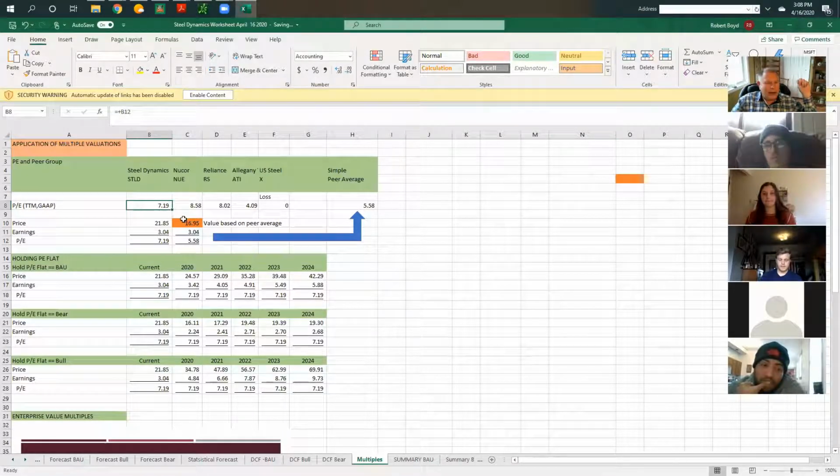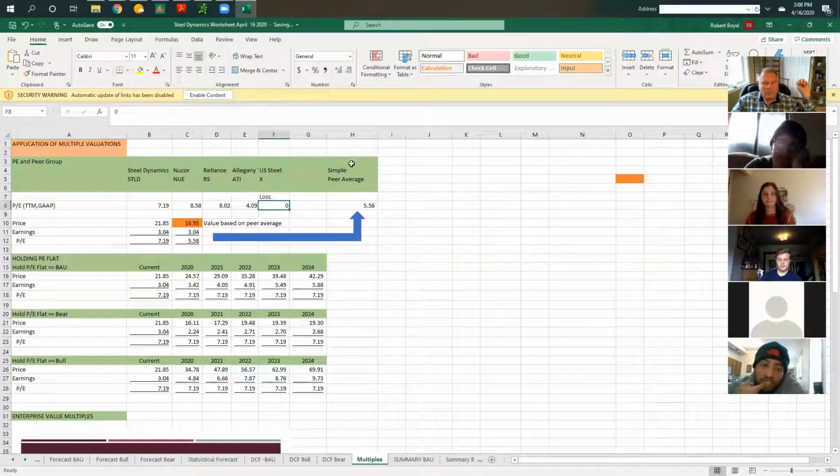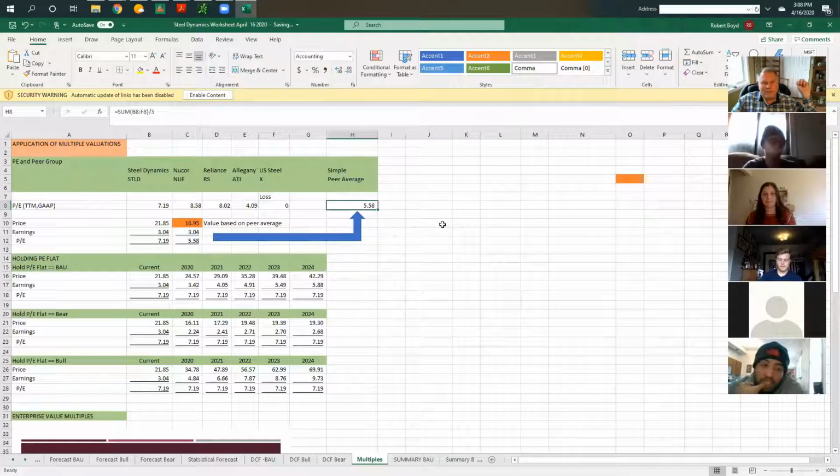Okay. I went through the peer group, and US Steel had a loss, so there was 0, but the simple peer average was 558. So I said, okay, if they're selling at 719, if they were in the peer grouping and their PE was 558, then the stock would be around 1695.